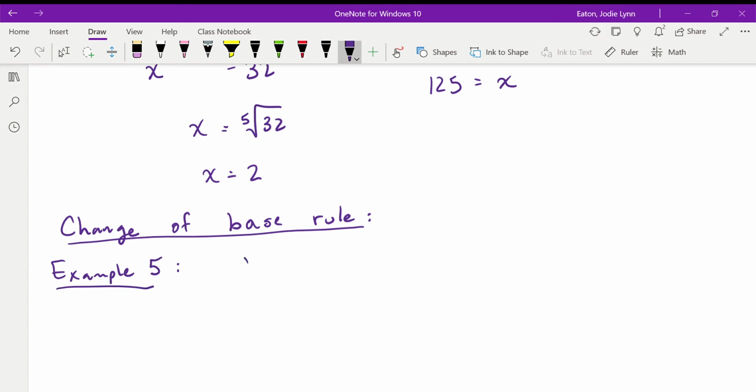Okay, we're going to calculate log base 2 of 7 to the nearest 10th.